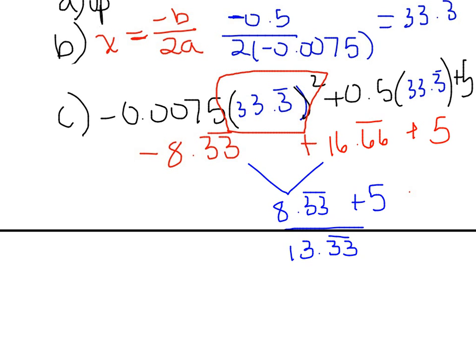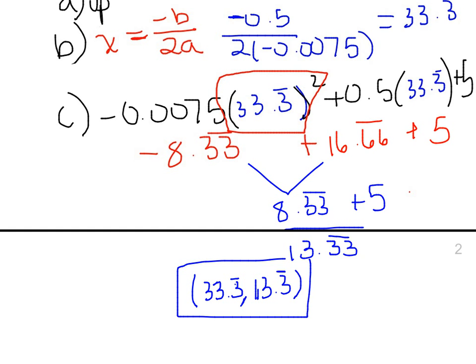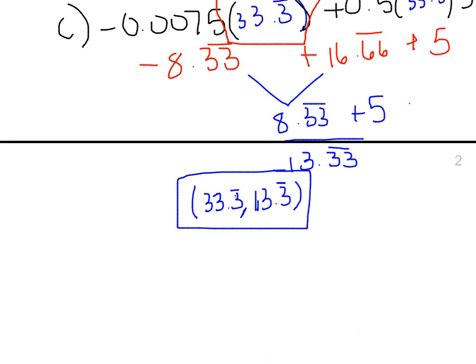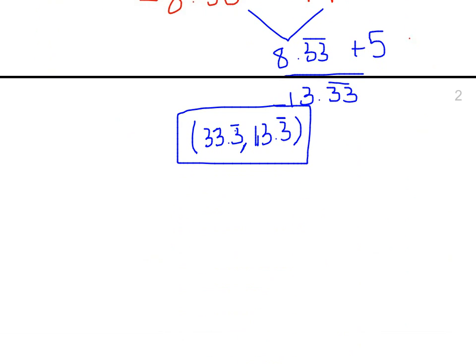So we say that our vertex is at 33.3 continued, comma, 13.3 continued. That's our vertex. Alright, but we're not done yet, because that is C, find the vertex. Now D says find the y-intercept. Oh, well the nice thing is that that's easy. If you think about the y-intercept of any line, that's where it's going to touch the y line.